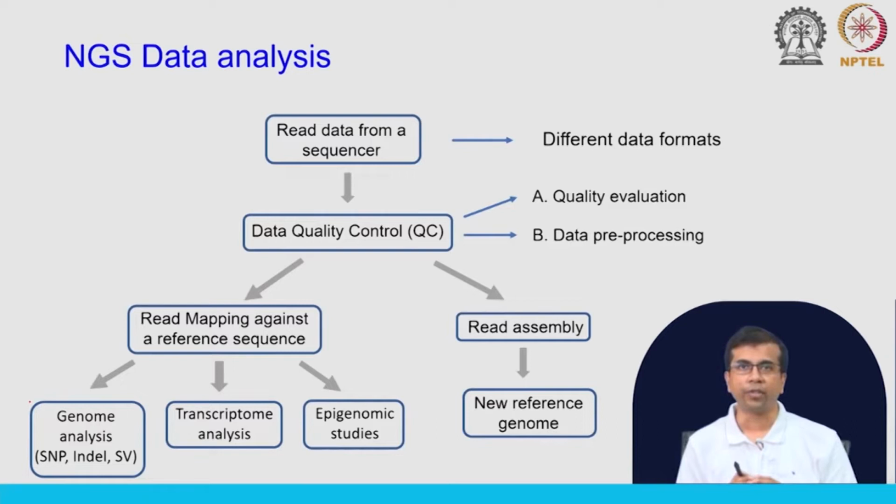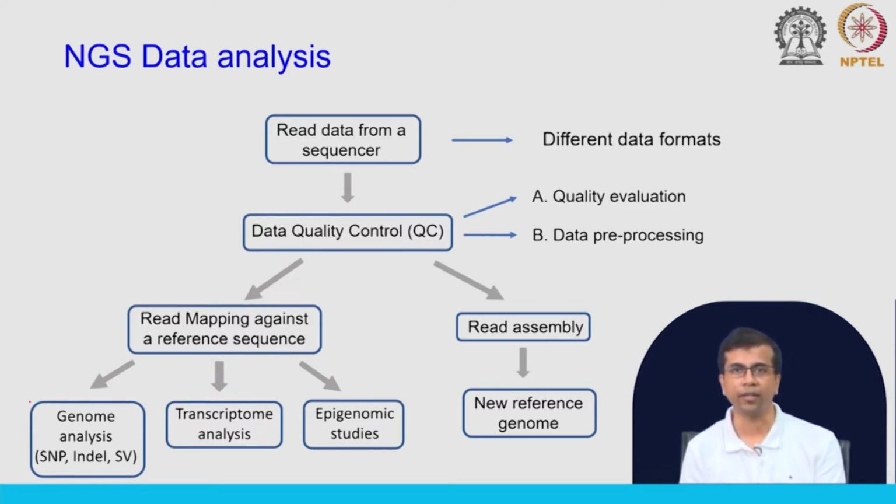Going back to the flow chart for NGS data analysis, we have looked into different types of data in different data formats from different sequencers. Then we have talked about data quality control and we have done that hands on. And in the last few classes, we have talked about read mapping against a reference sequence. So, once you have done this read mapping, there are three types of analysis that you can do after read mapping.